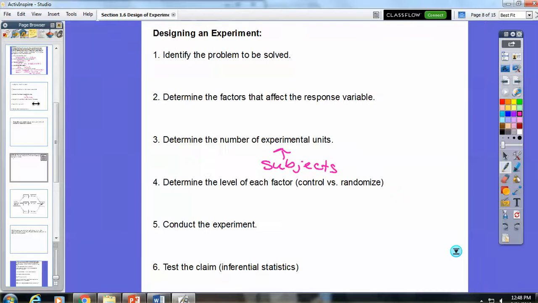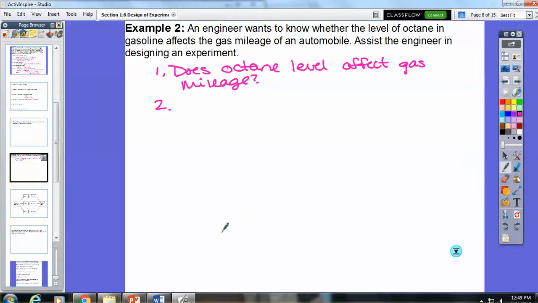What was step 2? Okay. So in this case, our overall goal is to look at gas mileage, right? So our factor, the thing that we are manipulating, would be the octane level in the gas. That's what we are going to manipulate.